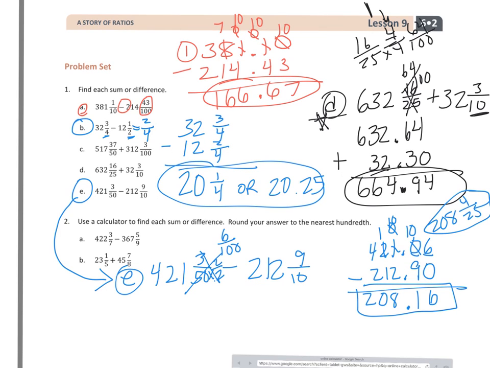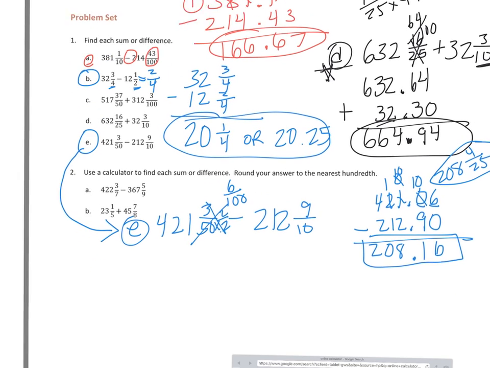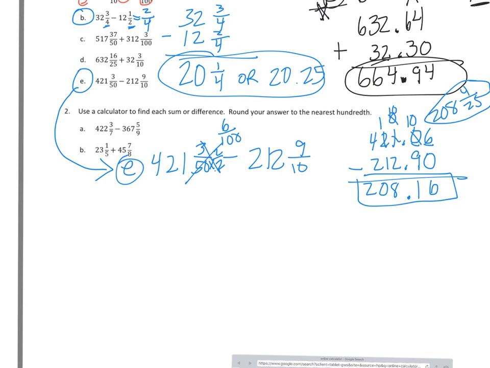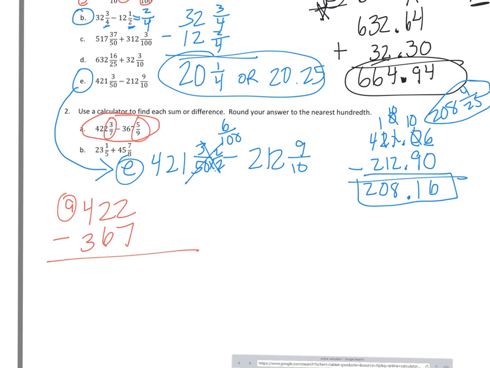So we're going to go down to the second part, which is number 2, and I'm going to do one of these with a calculator. And my calculator is going to look different. I'm going to use Google for this because I can't import a calculator in, but you'll see the idea. So I have A, and I have 422, and I have 367 as my whole numbers, and I have 3/7 and 5/9. And I see that my directions say use a calculator to do the sum or difference, and then round your answer to the nearest hundredth.